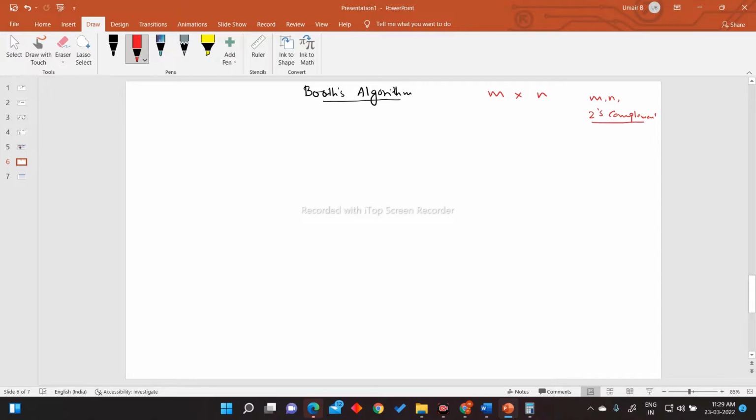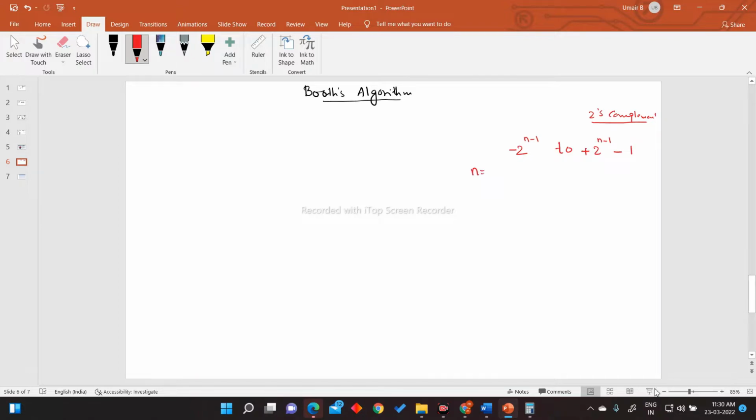If it is the 2's complement method, then the value of the sequence counter needs to be determined. The common mistake we make in performing Booth's algorithm is that the sequence counter is not properly fixed. Now, how do we fix this sequence counter? You have to remember the range for 2's complement, which is given as minus 2 raised to n minus 1 to plus 2 raised to n minus 1 minus 1.